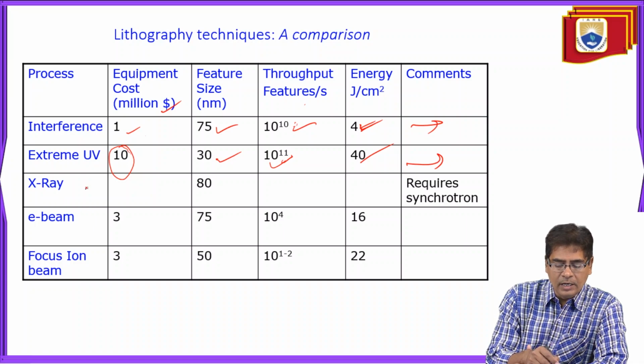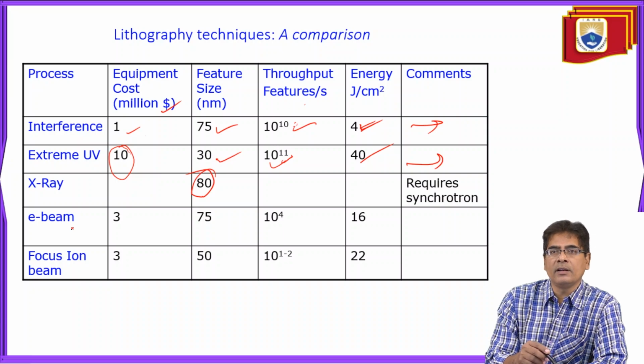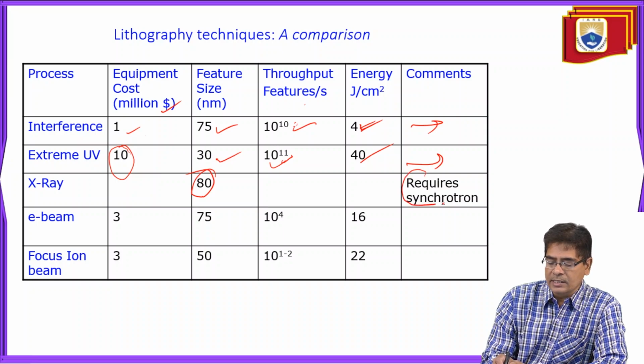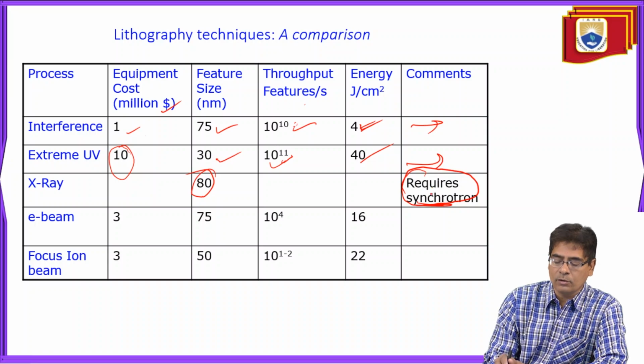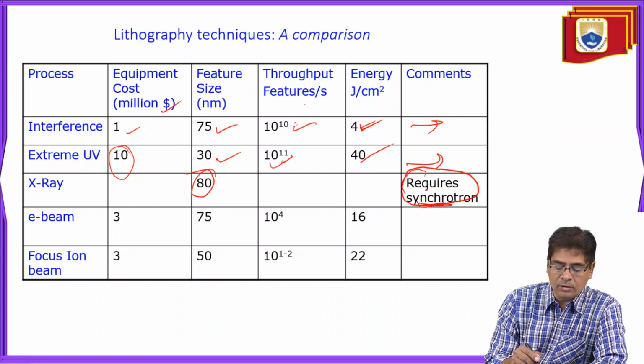And we use X-ray lithography. We have the feature size around 80 nanometers. And here the additional requirement of a synchrotron is needed, in case of X-ray lithography where the feature size is around 80 nanometers.